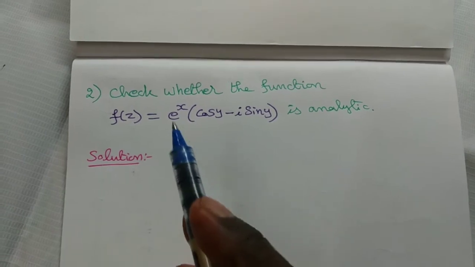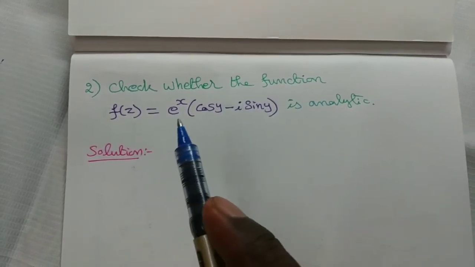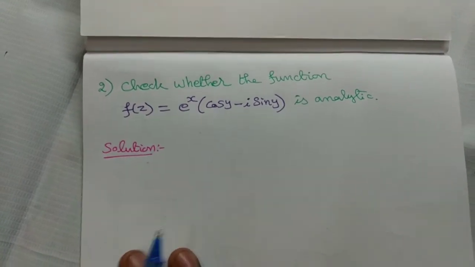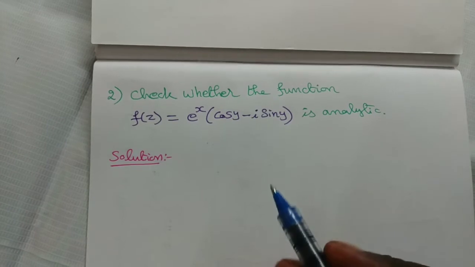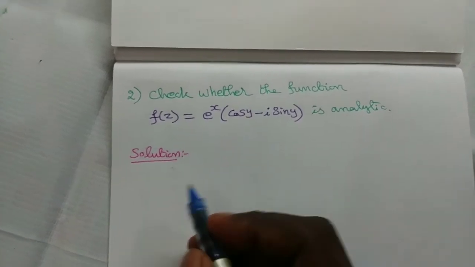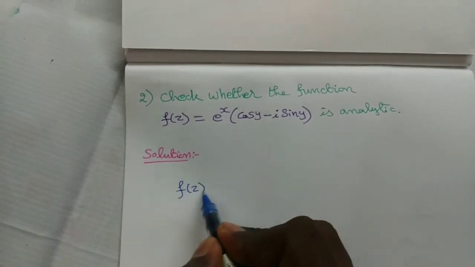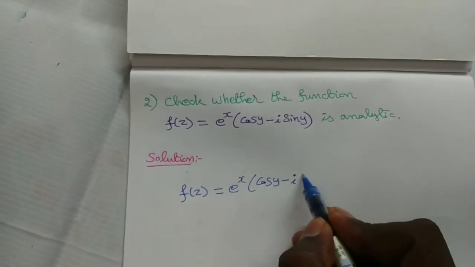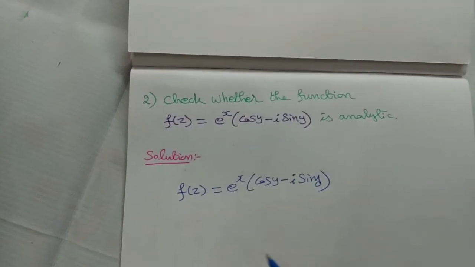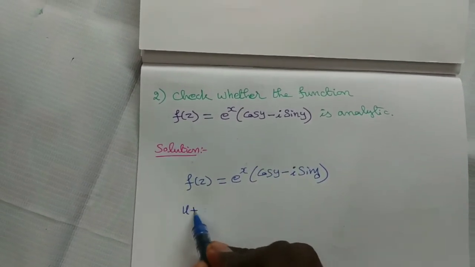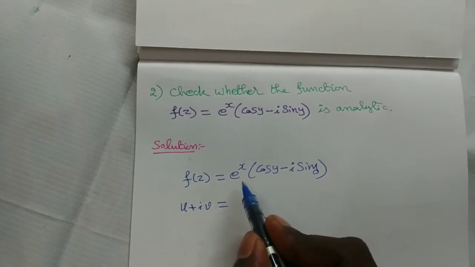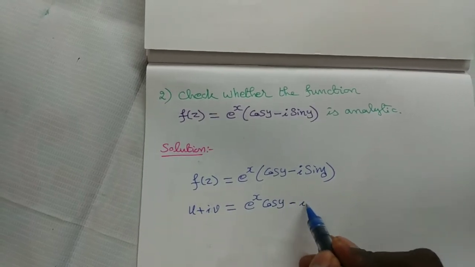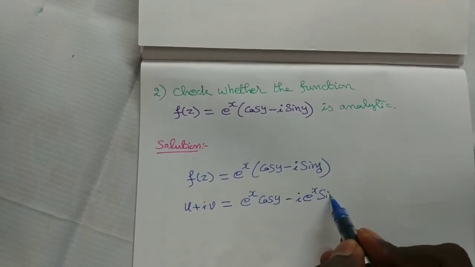Second problem, check whether the function f of z equal to e power of x cos y minus i sin y is analytic. Okay, to verify it is analytic, I want to verify with the CR equation. So here the given function is f of z is equal to e power of x into cos y minus i into sin y. Okay, now f of z is always u plus iv. So you can multiply e power of x inside. So e power of x into cos y minus i into e power of x into sin y.